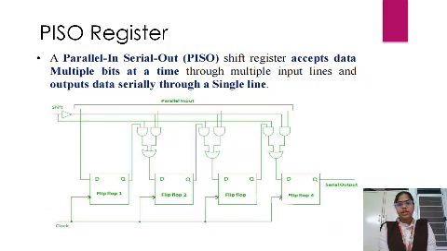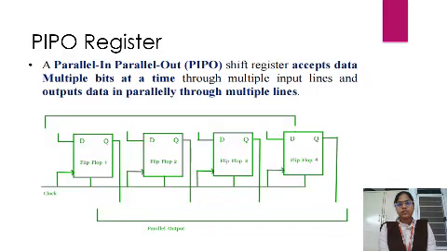PISO register, parallel in, serial out. The shift register accepts data multiple bits at a time through multiple input lines and outputs data serially through a single line. Here there are 4 flip-flops used in this PISO register.